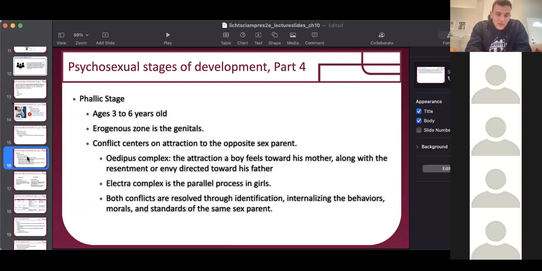So the first one, the most famous one, is called the Oedipus complex. If you've never read Oedipus, I'm not going to explain it to you, but it is the attraction a boy feels towards his mother, along with the resentment or envy directed toward his father. And the opposite effect in women is the Electra complex. Same idea. So basically, we're trying to replace the same-sex parent because of an attraction that we have to the opposite sex parent. Both conflicts are resolved through identification, so internalizing the behaviors and just different traits about them of the same-sex parent.